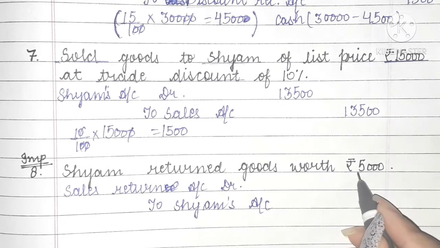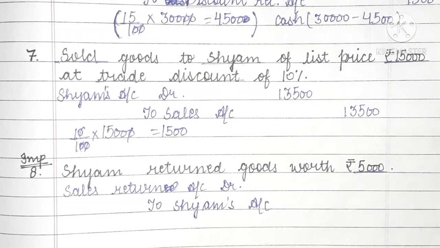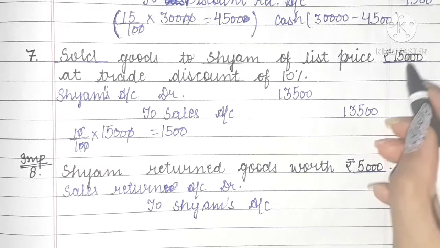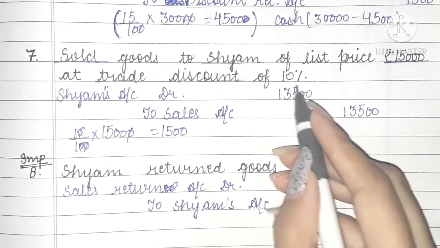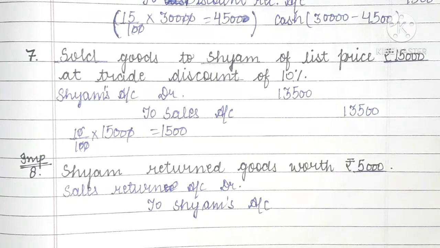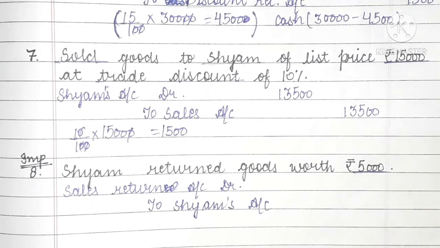So the entry is as usual, but the tricky part is the amount. Here Shyam has returned the goods of rupees 5,000, but in the previous entry we can see that Shyam purchased the goods at 10% of trade discount. So 10% of trade discount was included in this 15,000. That means this 10% of trade discount is also included in this 5,000. So the worth of these goods is rupees 5,000, but we have sold them to Shyam at a 10% trade discount.